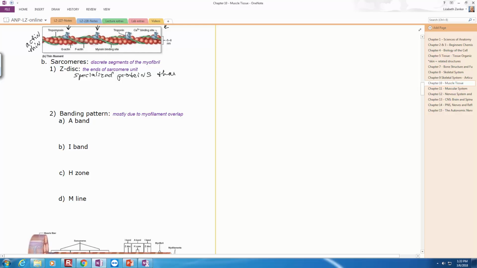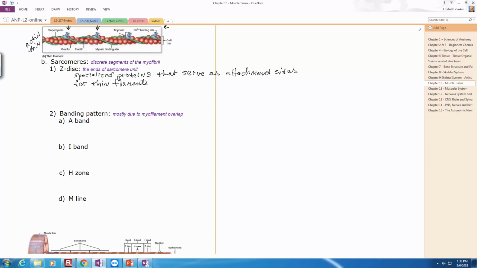that serve as an attachment site for thin filaments. Who's the thin filament? Thin is actin. So you could think actin, thin. Actin is a shorter word than myosin. Myosin's a big word, so it's thicker. I don't know, if that works for you, use it. So Z discs are specialized proteins that serve as attachment sites for the thin filament, meaning actin.